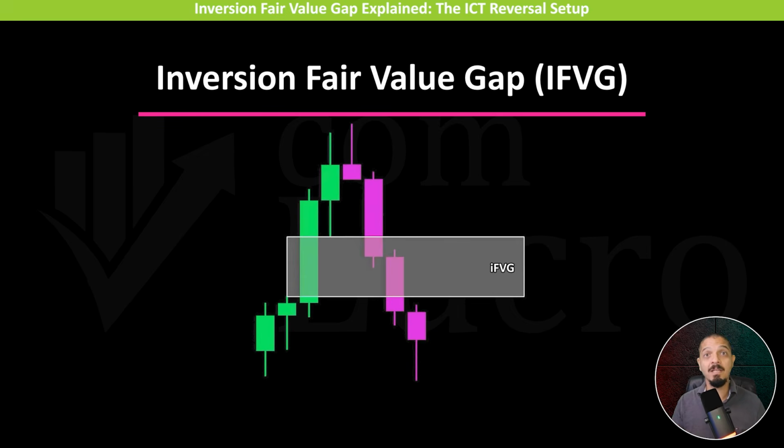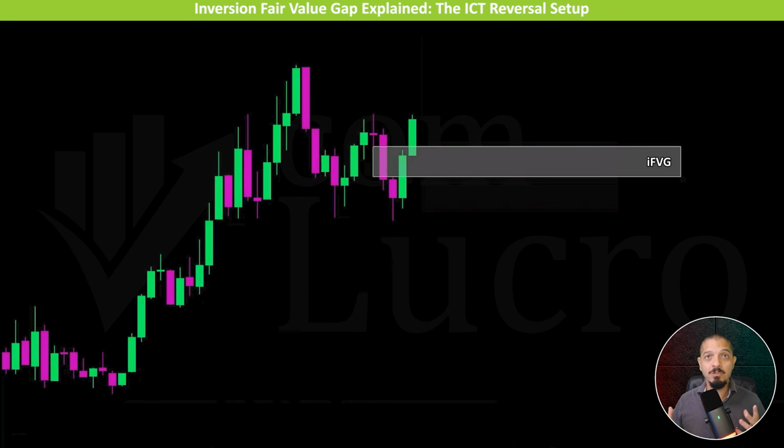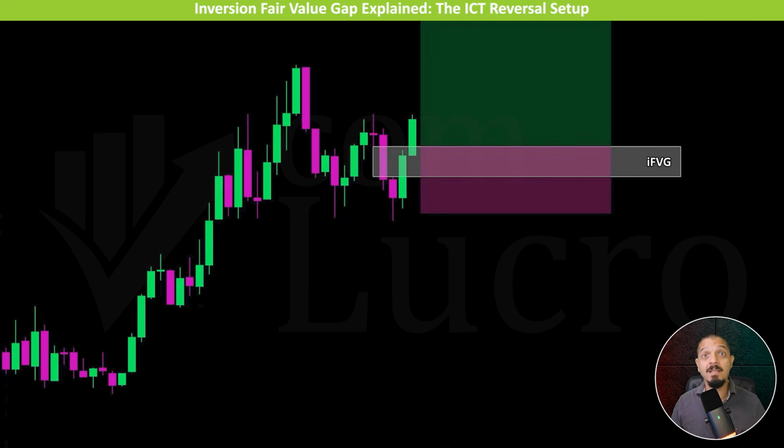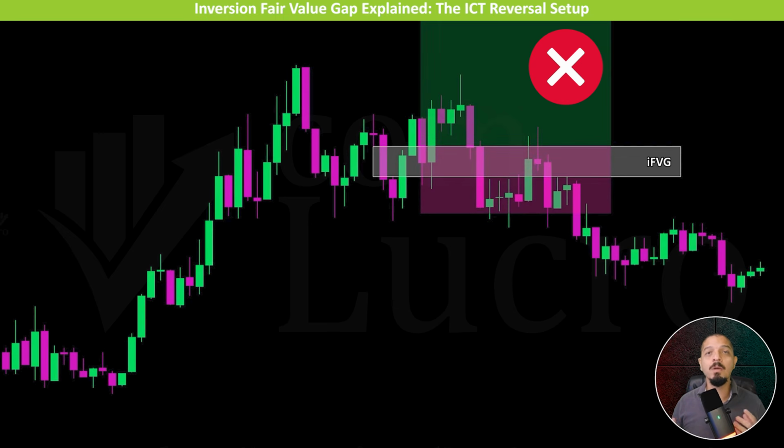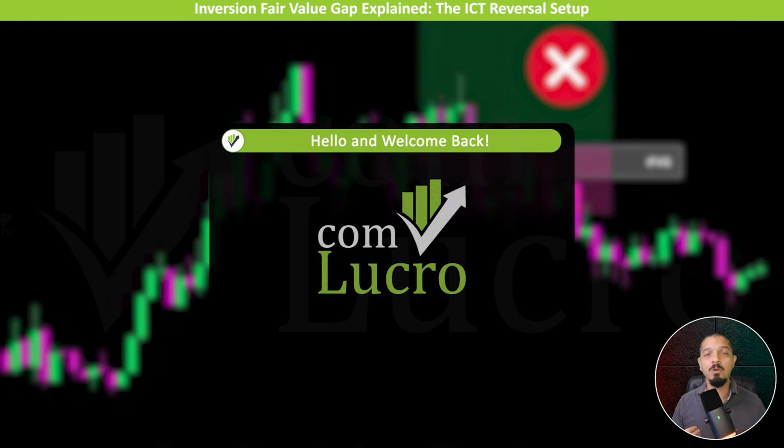Many traders discover inversion fair value gaps and assume every inversion will lead to a clean reversal. The problem is that most of them appear in the middle of random price action, without the context needed to make them reliable. When traders take every inversion they see, price can easily ignore the level and trap them in the wrong direction.